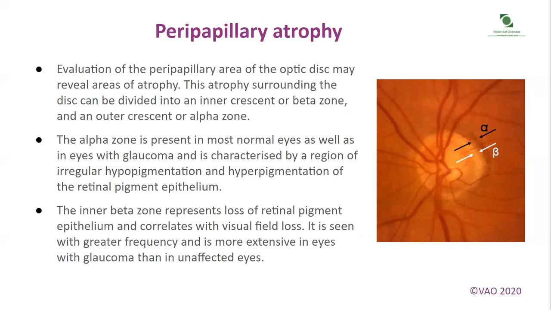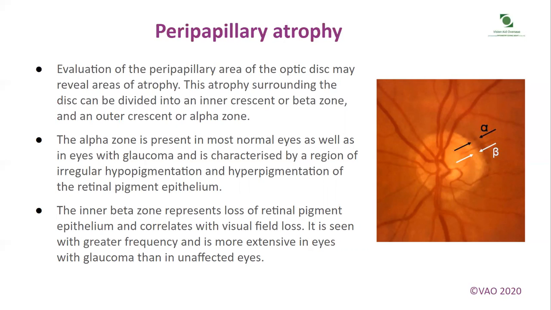Peripapillary atrophy. Evaluation of the peripapillary area of the optic disc may reveal areas of atrophy. This atrophy surrounding the disc can be divided into an inner crescent, or beta zone, and an outer crescent, or alpha zone. The alpha zone is present in most normal eyes, as well as in eyes with glaucoma, and is characterized by a region of irregular hypopigmentation and hyperpigmentation of the retinal pigment epithelium.